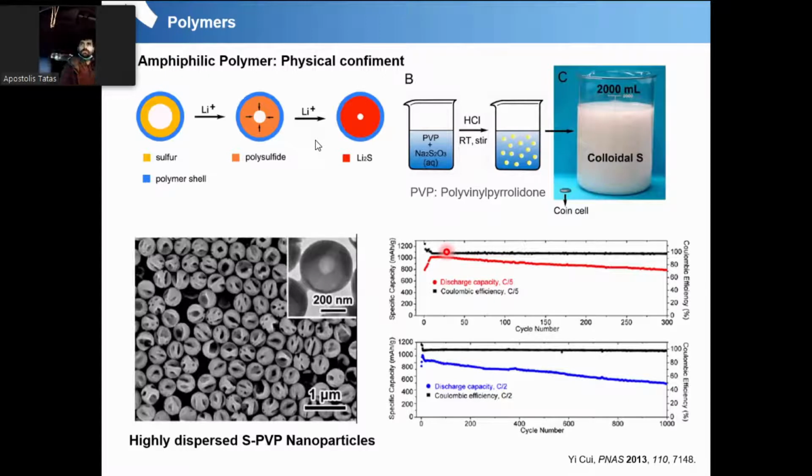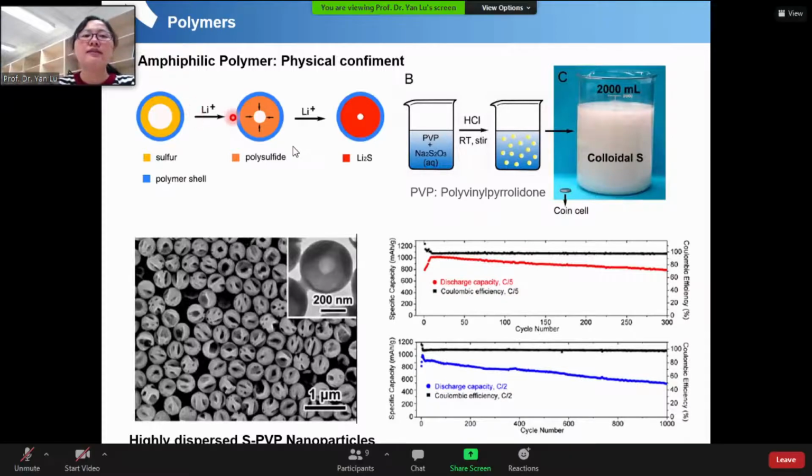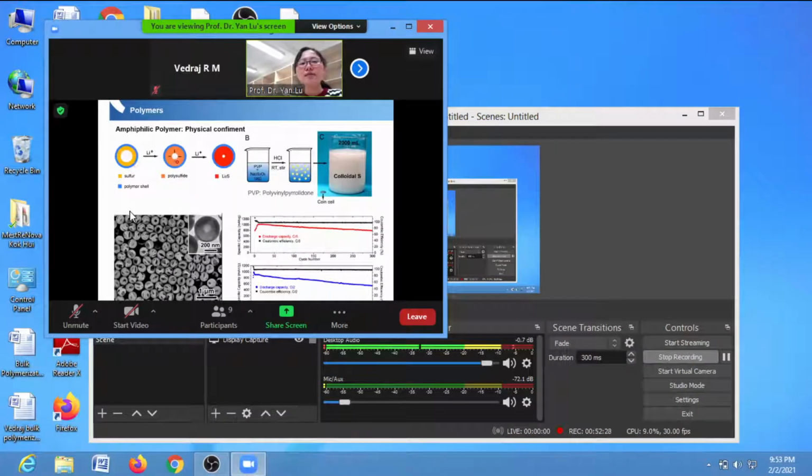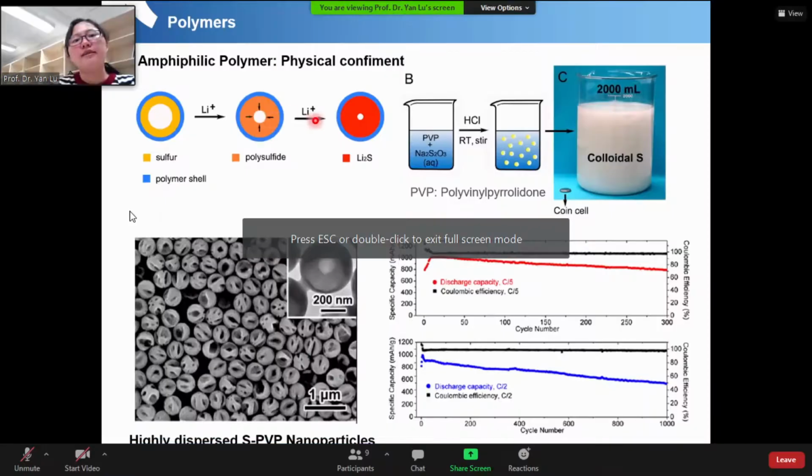Instead of carbon nanomaterials, I also mentioned that polymer can also be a host material for lithium sulfur batteries. For example, the group of Yi Cui, one of the pioneers working on lithium sulfur batteries, has such a concept. They use polymer to protect the sulfur in a nanometer range. Then, of course, during the discharge, the sulfur will be reduced to the polysulfide, and further discharge will form lithium sulfide here.